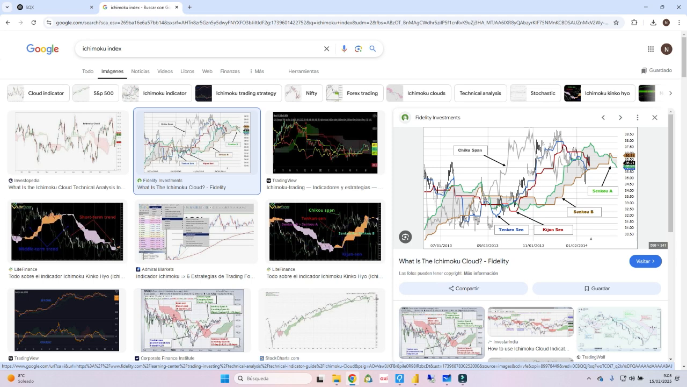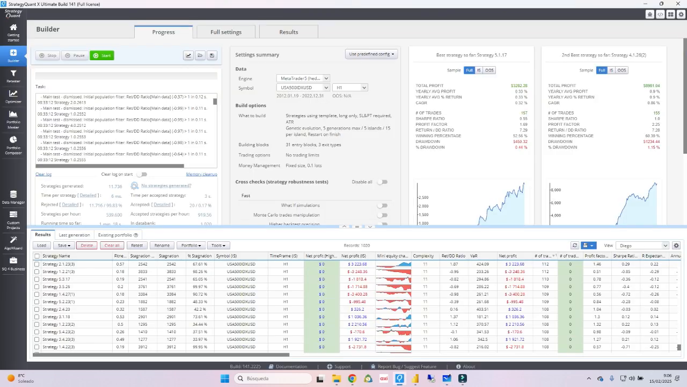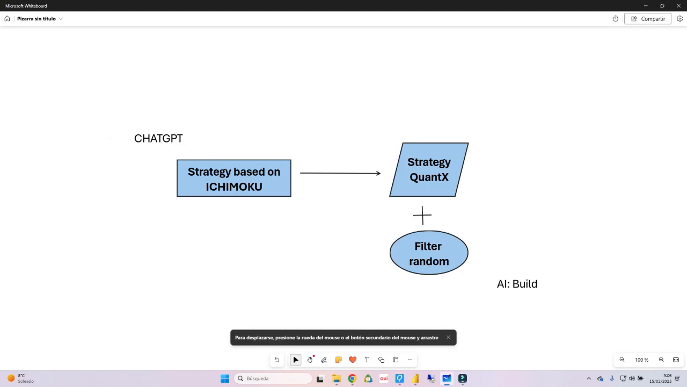Today we are gonna use ChatGPT to find a strategy based on the Ichimoku indicator, and then we are gonna use StrategyQuant X, which is a software, to configure this strategy. We are gonna use the AI-based engine to build a more profitable strategy, adding a new filter. So let's go with that.